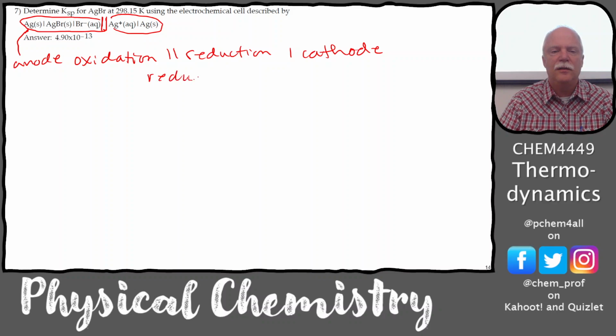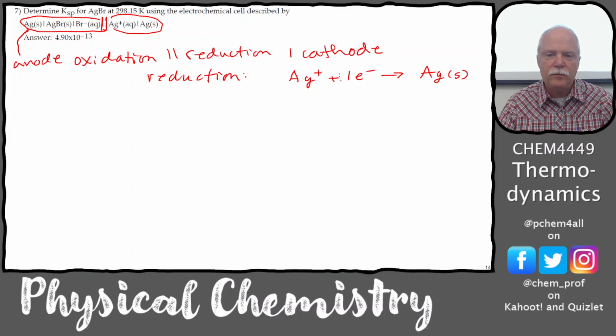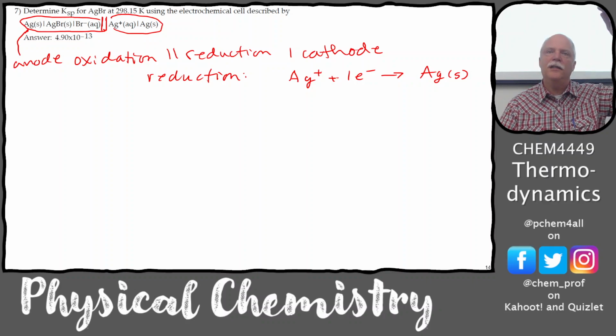Reduction. So we have Ag plus and an electron gives Ag solid. It's a reduction, it's gaining electrons. Also, the oxidation number is being reduced. It's going from +1 to 0. So that's the reduction reaction, and that's taking place at the cathode.